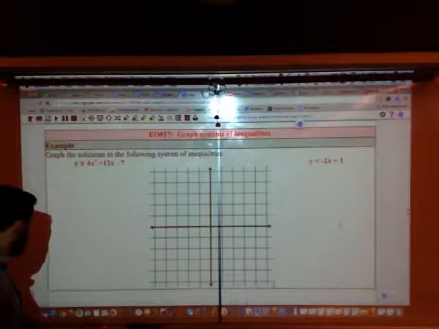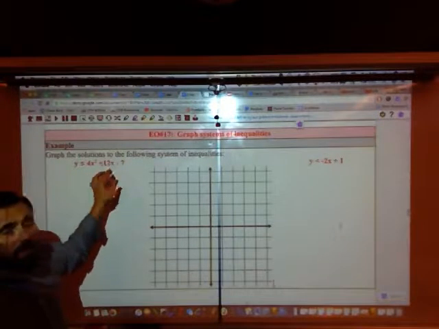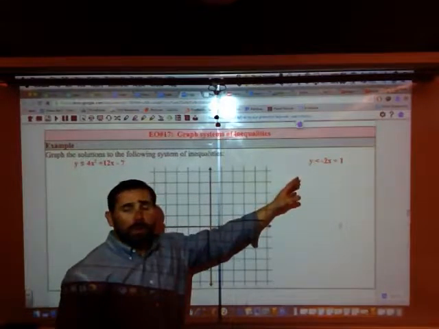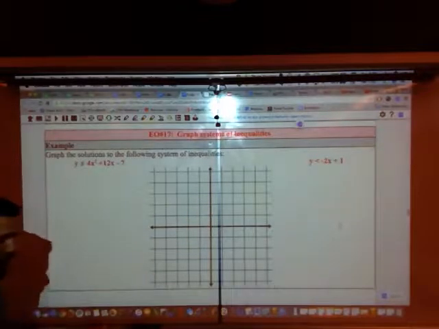So graphing the solutions to the system of inequalities, y is greater than or equal to 4x squared plus 12x minus 7. That's going to be a parabola. And then we have y is less than or equal to negative 2x plus 1. That one's going to be a line. I'm going to go ahead and graph these guys.